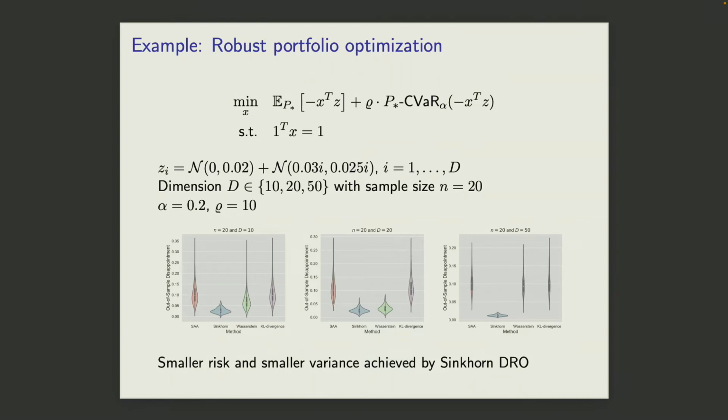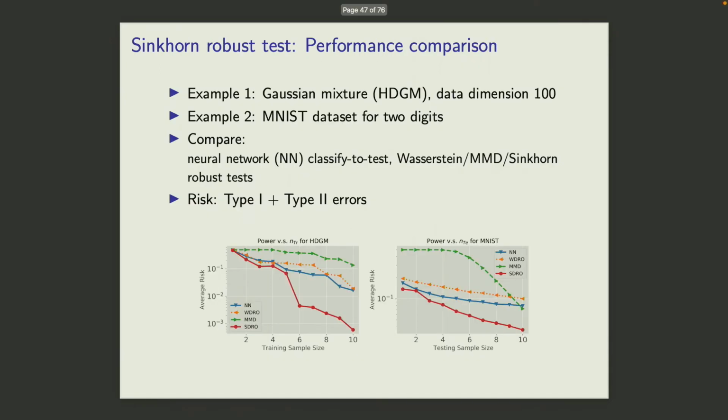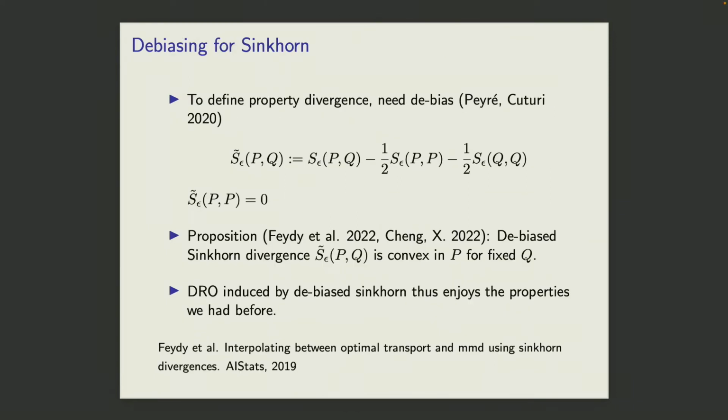We also use this, for example, in robust portfolio optimization. Empirically, Sinkhorn seems to have the benefit of reducing the variance of the solution and achieving a better solution. And this is the performance comparison for the optimal hypothesis test. Indeed, this one seems to work quite nicely, so the lowest curve is our method. And so let's see, I have 10 more minutes. I want to mention a few extensions, a few things.